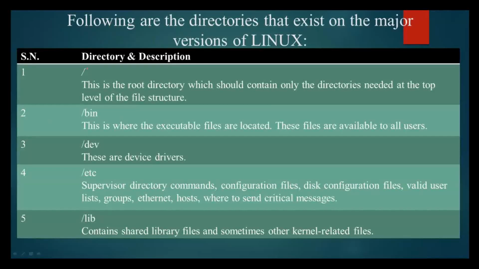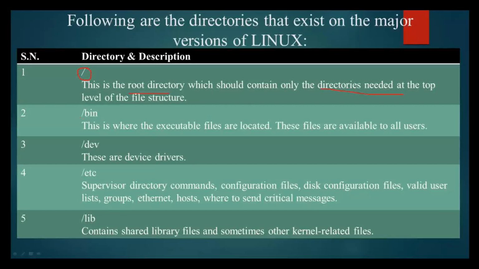So at the root node, we indicate it by using a forward slash. So this is nothing but your root directory. This is the root directory which should contain only the directories needed at the top level of the file structure. Okay, that is, the most needed files will be given the topmost priority. That is the root node.